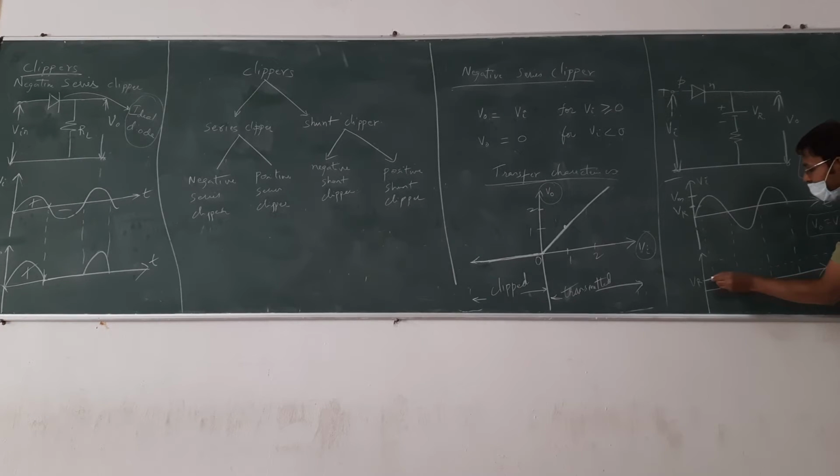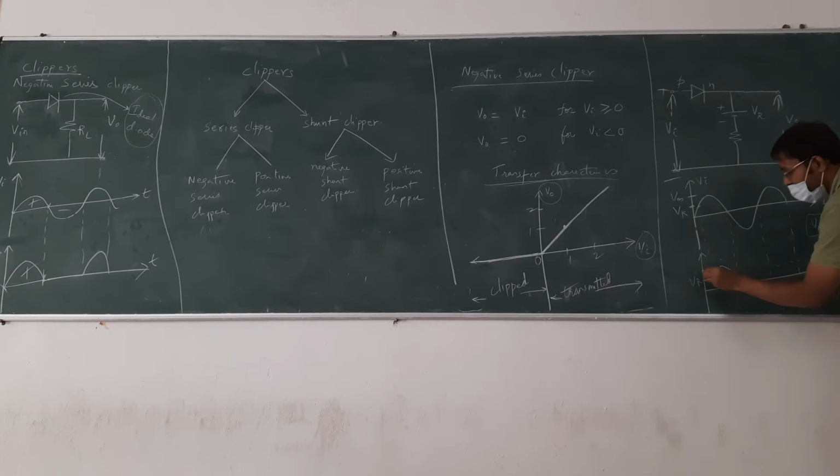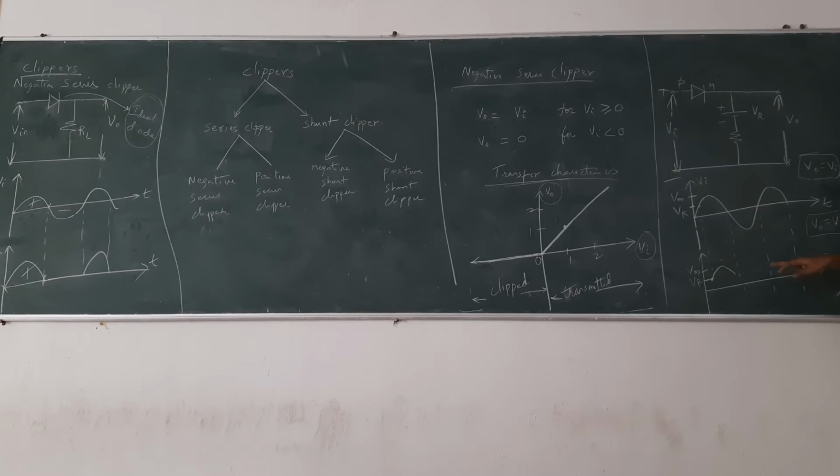So how will we get? Same thing I will give. And this one will be Vm. Peak value same, Vm, because we are taking an ideal diode. No loss in voltage. Okay?